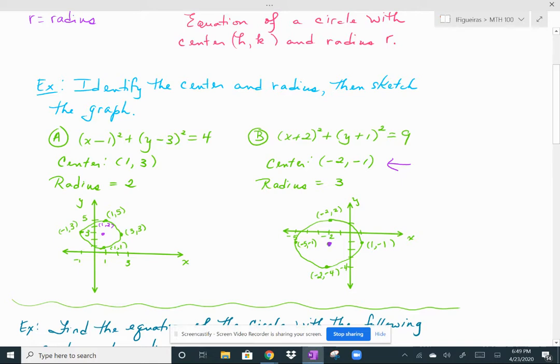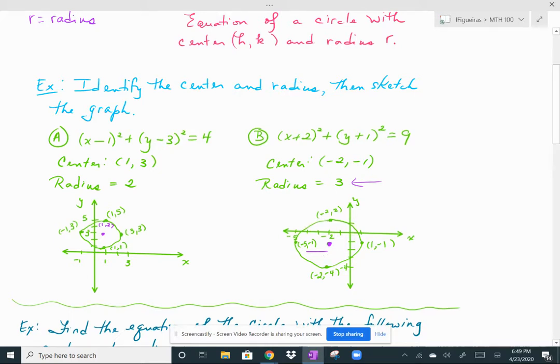Then you want to identify your center. Your radius is the square root of 9, which is 3. So that means that you have to go 3 units to the right, to the left, up and down from the center. If you go 3 units to the right, that's the point 1, negative 1. If you go 3 units left in this direction, that's the point negative 5, negative 1.